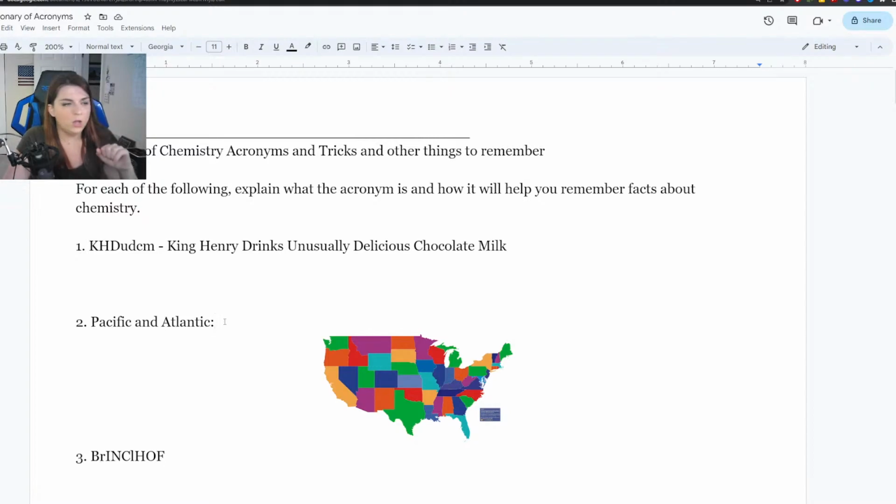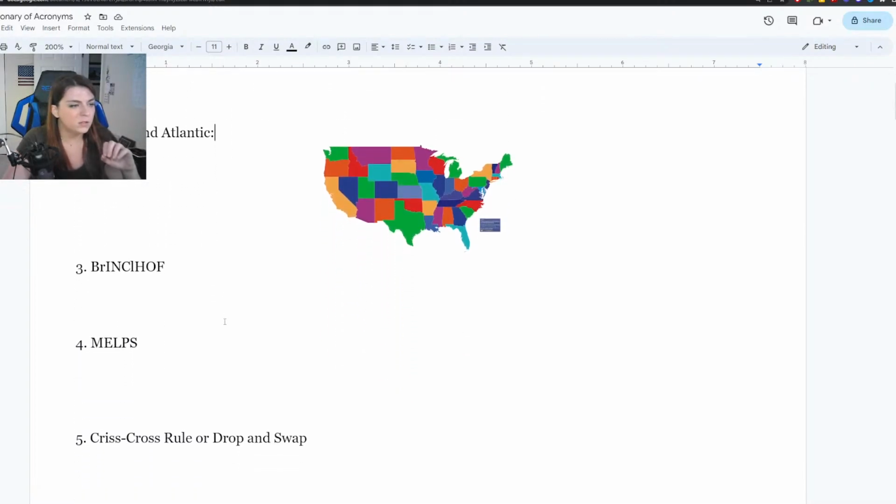Then we have Brinkelhoff, which is your diatomic elements. Ooh, MELPS. MELPS is a good one.